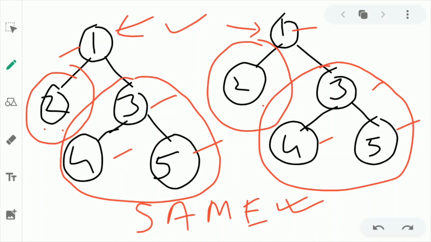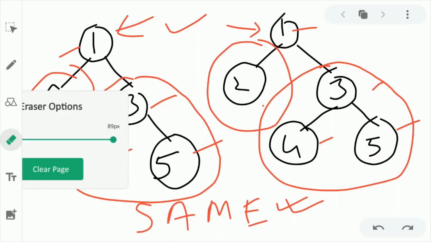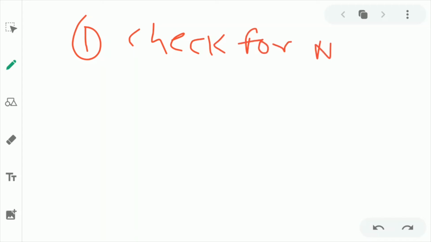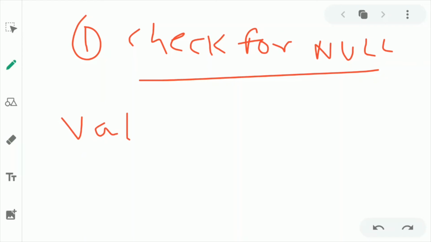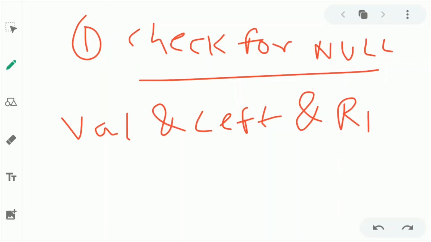So this is how we will be solving this problem. So let me just recap and once again tell you how we are going to solve this. So first of all we would do what? First point would be check for null. If both of them are not null, then we will be checking for values and left and right subtree. So this is the one condition where both of them are not null.